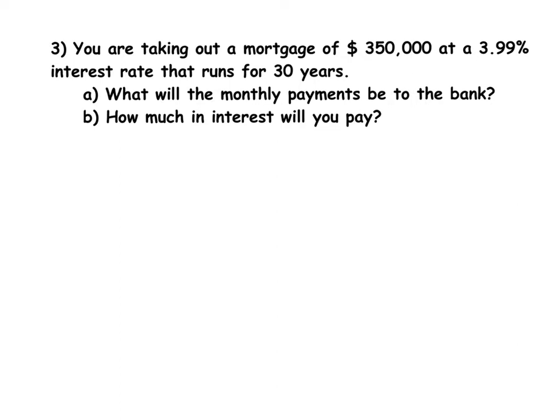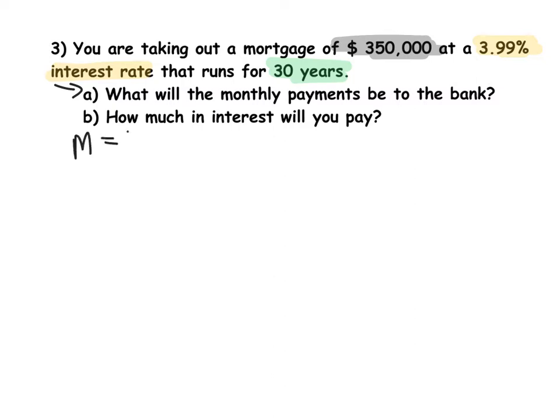Problem 3, you are taking out a mortgage of $350,000. The bank is giving you 3.99% interest, and the mortgage runs traditionally for 30 years. Letter A, what will the monthly payments be to the bank? So once again, we're going to be plugging into the mortgage formula.